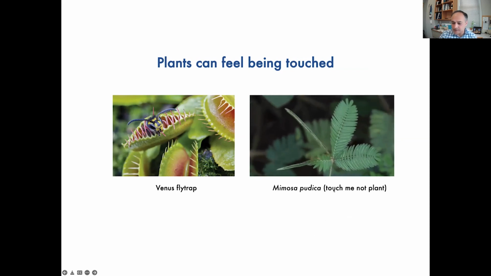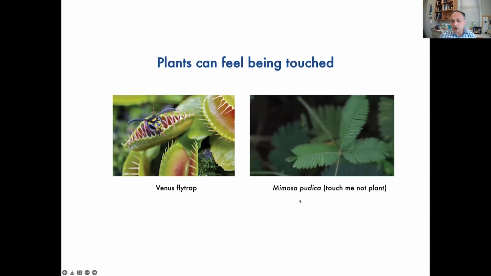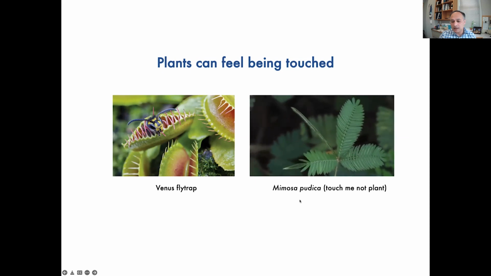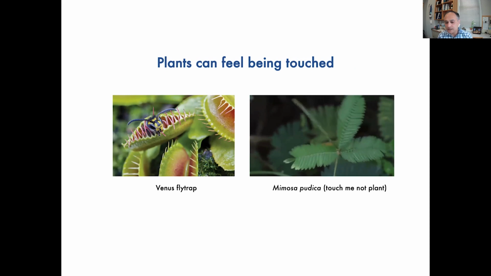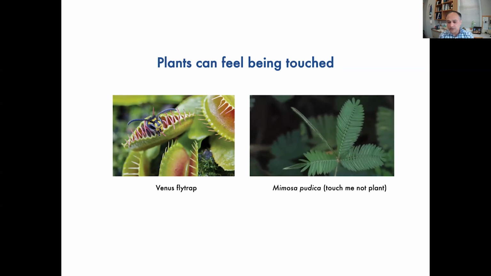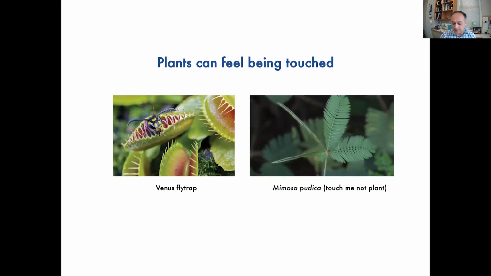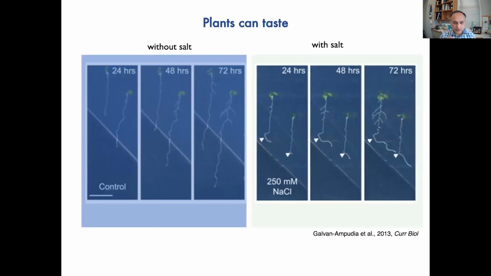Another good example is Mimosa pudica, or touch-me-not plant, where the leaves or leaflets start closing as soon as somebody touches it, right? So plants can really feel that they're being touched. Another example I'd like to give you is that plants can taste like us. This is a nice example that was recently published.